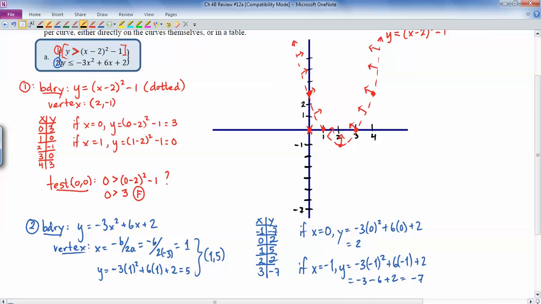Okay, so let's plot those points. We've got (-1, -7). Oh, I need to go back one also. So (-1, -7) is way down here. And then (0, 2) is suddenly way up here already. And then (1, 5): 1, 2, 3, 4, 5. (1, 5) is right there. And then (2, 2) is right here. And then (3, -7) is all the way back down here.